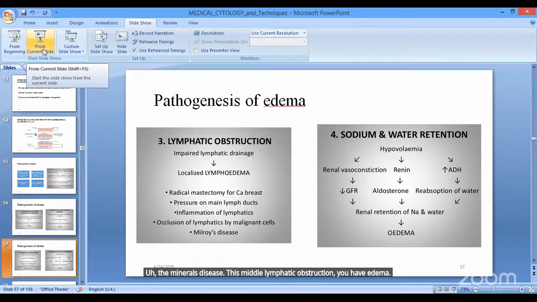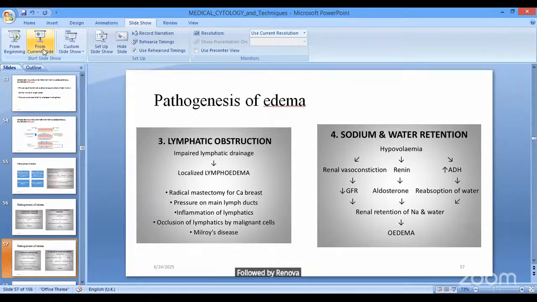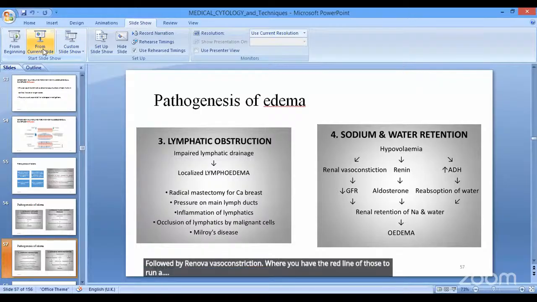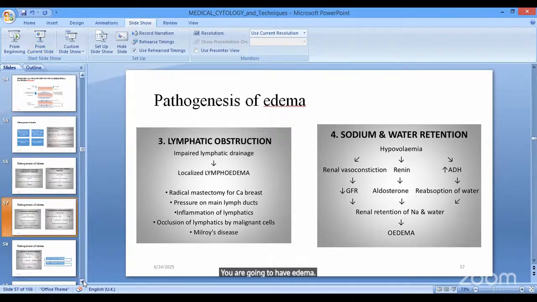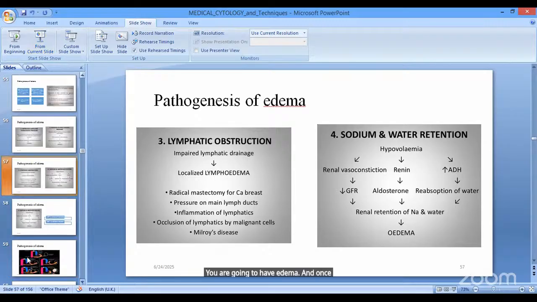Number four, sodium and water retention, hypovolemia, followed by renal vasoconstriction, where you have the renin-aldosterone mechanism working, the growth factor receptor, antidiuretic hormone, ability to reabsorb water. When all this leads to retention of sodium and water, you are going to have edema. And once there's edema, there will be effusion.